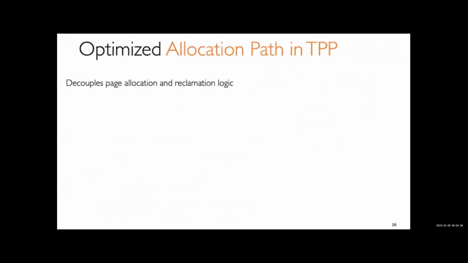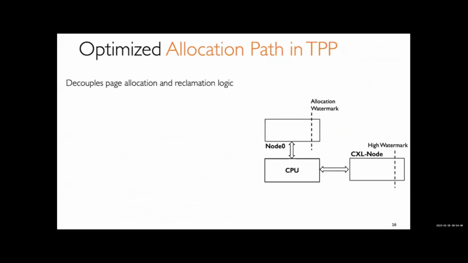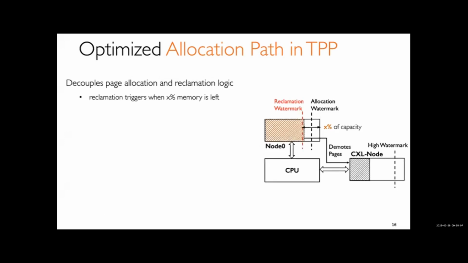TPP also allows faster memory allocations through an optimized data path. It decouples the allocation and reclamation logic mentioned earlier. We introduce two separate watermarks specifically responsible for allocations and reclamations. So now in Linux, you will find four watermarks. And these reclamation watermarks can be configured to trigger much earlier. In TPP, when a node's free memory goes below its capacity by X%, we trigger the demotion process to move cold pages to the CXL node. And one can configure it from user space based on the application's need or the system's requirement.